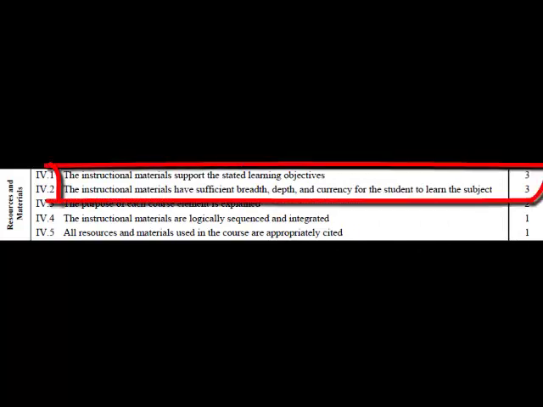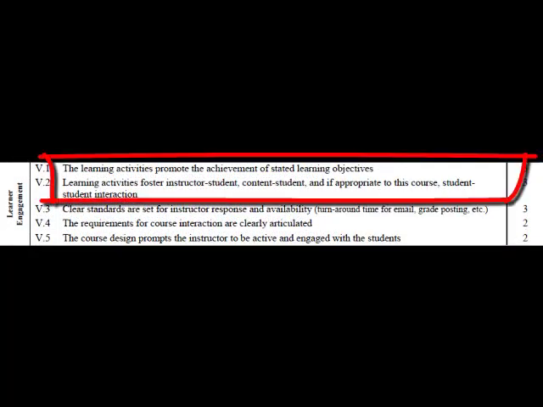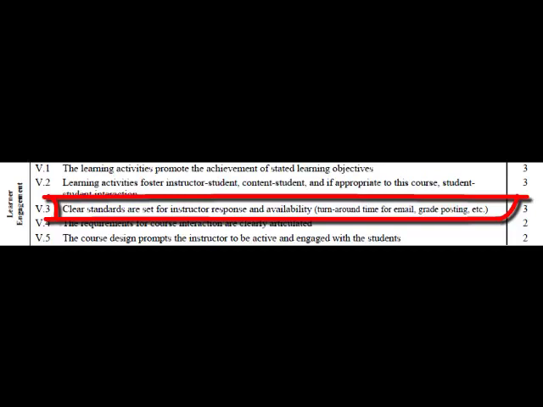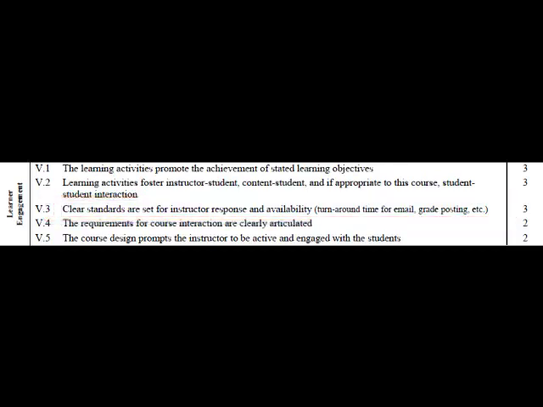Working down further, you can see resources and materials. In this case, the instructional materials support the stated learning objectives. Element 3, the instructional materials have sufficient breadth, depth, and currency for the students to learn this subject. Moving along, learner engagement. Learning activities promote the achievement of stated learning objectives. Learning activities foster instructor-student, student-content, and if appropriate in this course, student-to-student interaction. Again, level 3, and then the third level 3, clear standards are set for instructor response and availability, turnaround time for email, grade posting, etc.